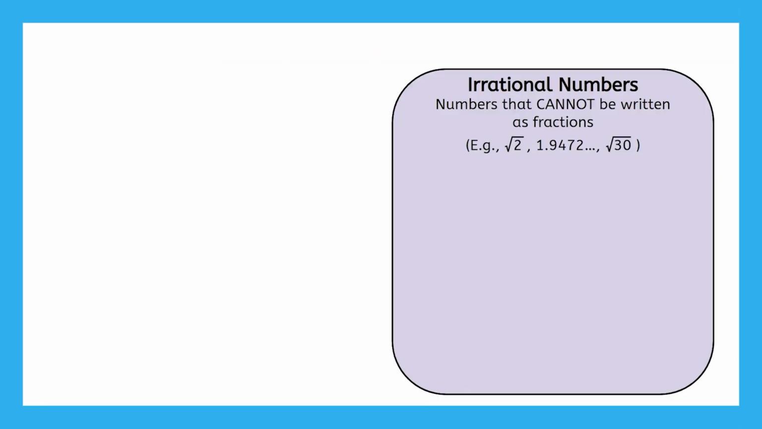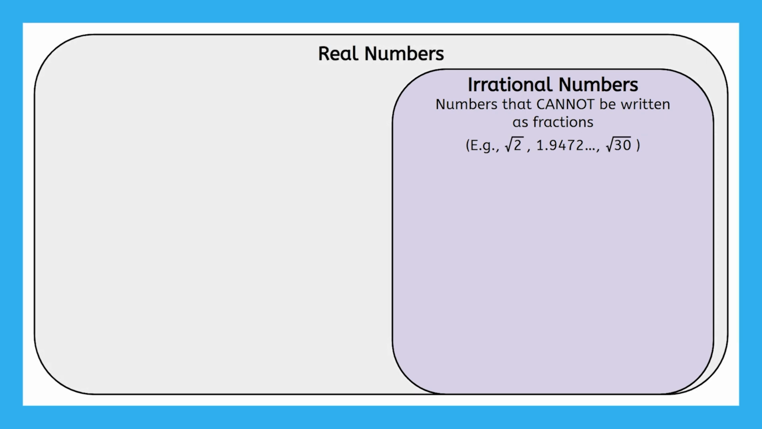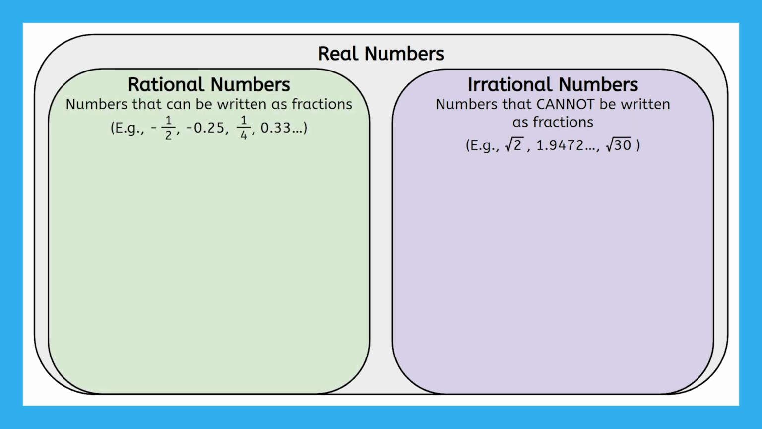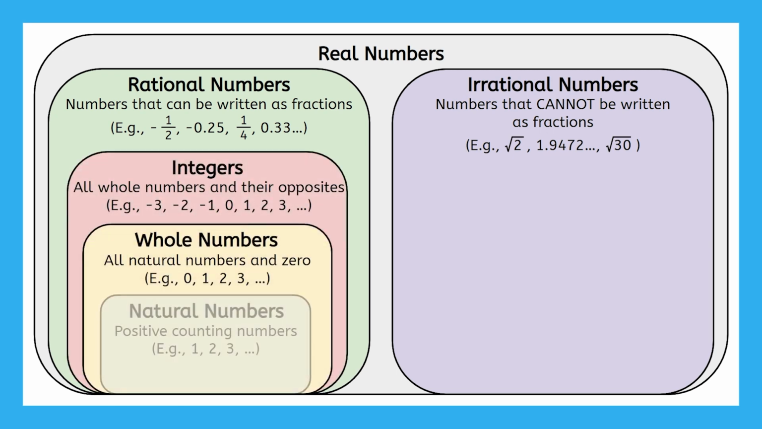Now that we've had some practice with irrational numbers, let's think about all the different types of numbers we've learned about. They're called real numbers. Real numbers are either rational or irrational. As we've learned before, some rational numbers can also be categorized as integers, whole numbers, or natural numbers. Let's use that diagram to try one more example.